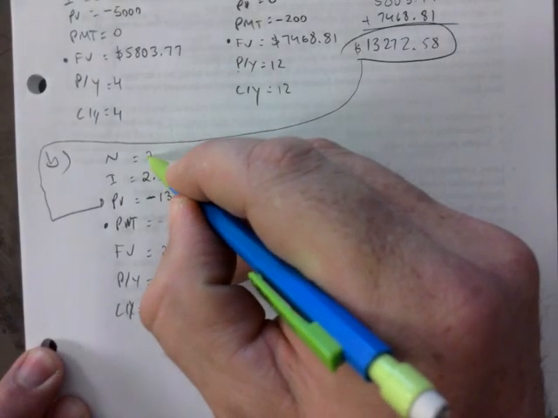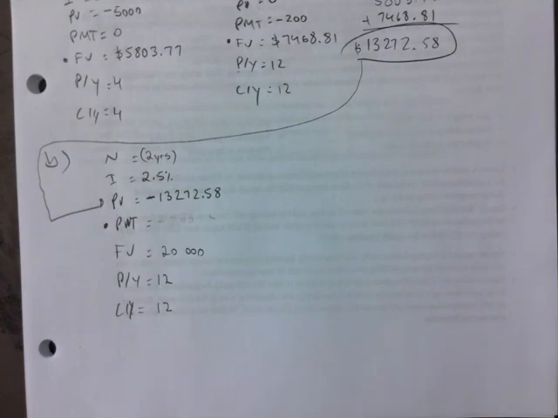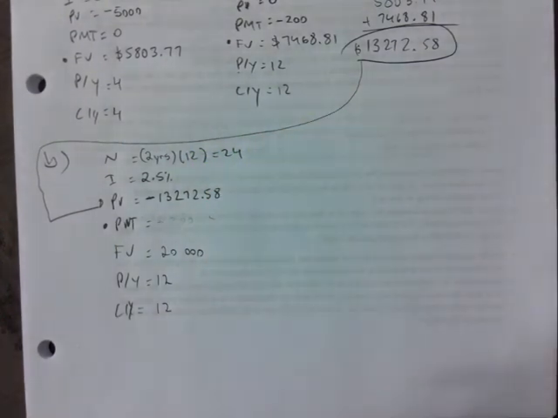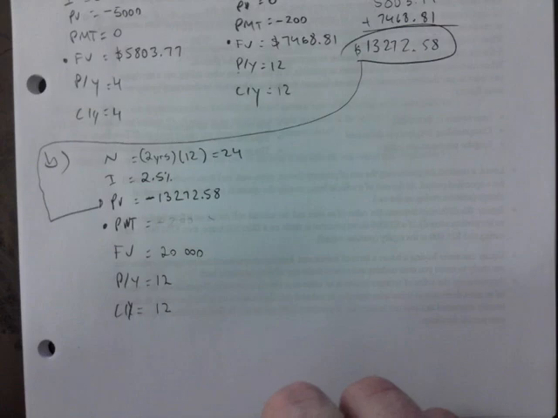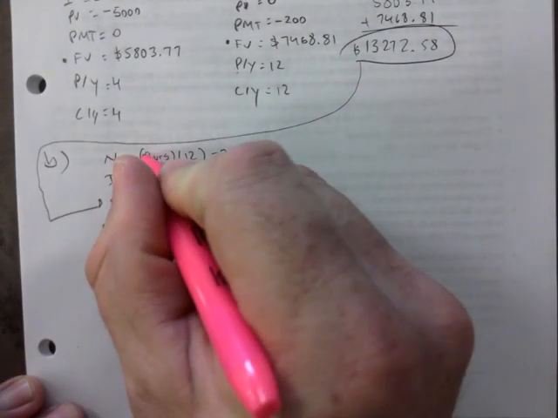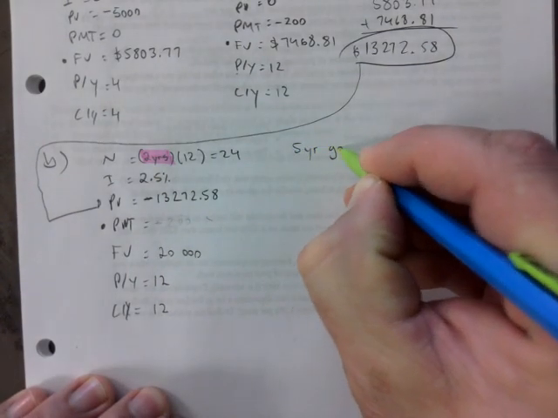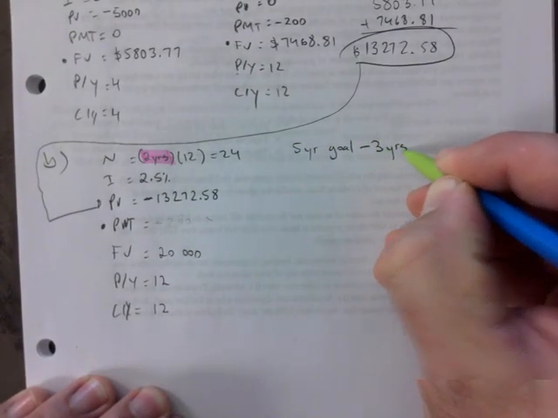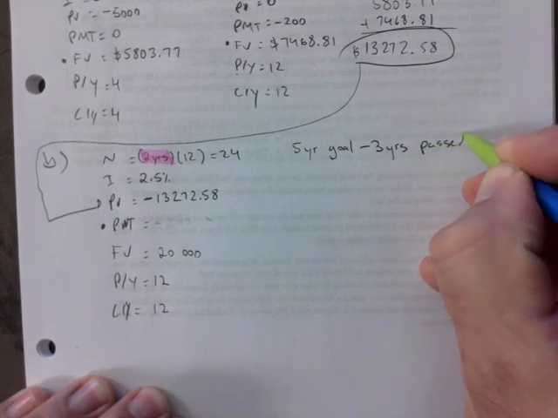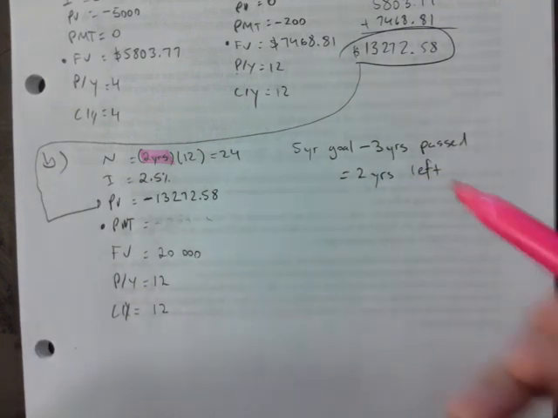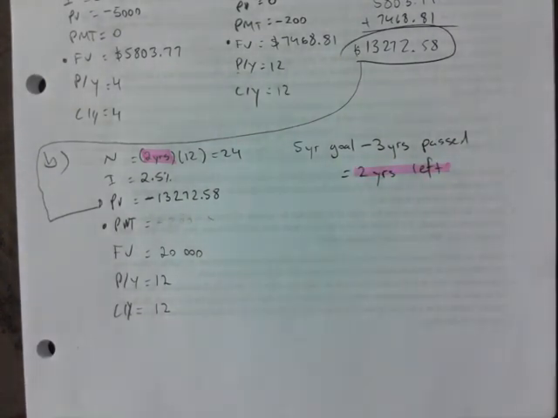N would be what? 2 years are left. Remember, there was a 5-year goal. 3 years went by. 2 years left. So this is 24. I will highlight this. Okay? Why is that 2 years? 5-year goal minus 3 years passed. So it's 2 years left. That's my reasoning here. 2 years left to get to that 20 grand goal.